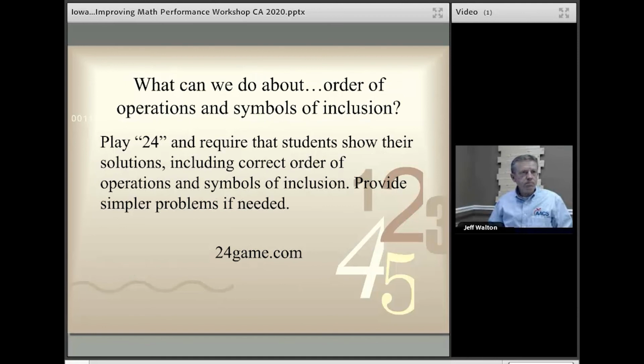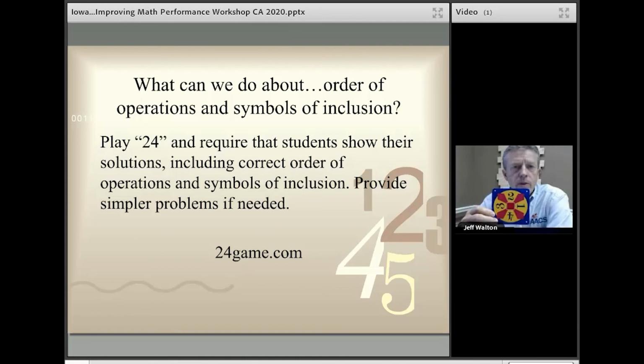What can we do about order of operations and symbols of inclusion? My favorite activity for this is the game 24. The website is right there at the bottom of your screen, 24game.com. If you're not familiar with 24, I'm going to show you a card, but I recommend it to you. This is an example of a 24 card. When you play 24, the result of combining the numbers on the card is always 24.